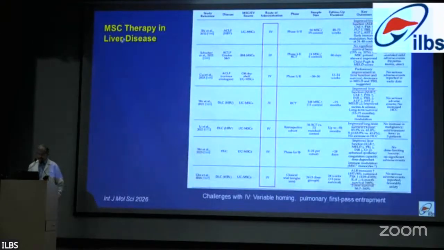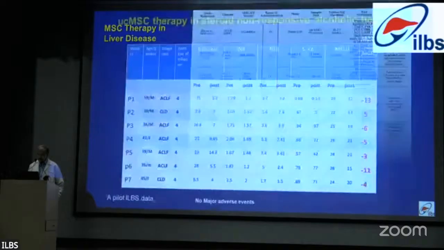Several studies have been done using MSCs. They all have been given IV. Several of them have shown improved liver function, and probably one of them has shown no benefit. So the field is very, very open. The challenge is when you give IV, we do not know where the MSCs will be homing, whether they will go to the lung, which is the first pass trap for them, or they will go to any other organ. So this remains a challenge.